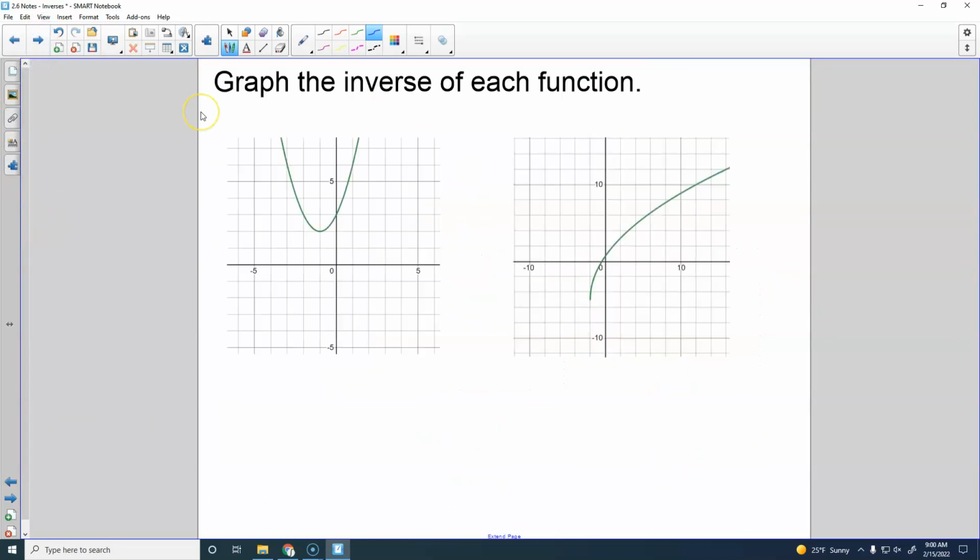So that's something that you're going to be asked to do on the worksheet that you're going to have for the assignment today: you're going to be asked to graph the inverse of each function, but this is going to be by hand. So if we have a function that looks like this quadratic right here, and we are asked to graph its inverse, right? We don't have the equation for this. I guess we could probably write the equation if we really wanted to.